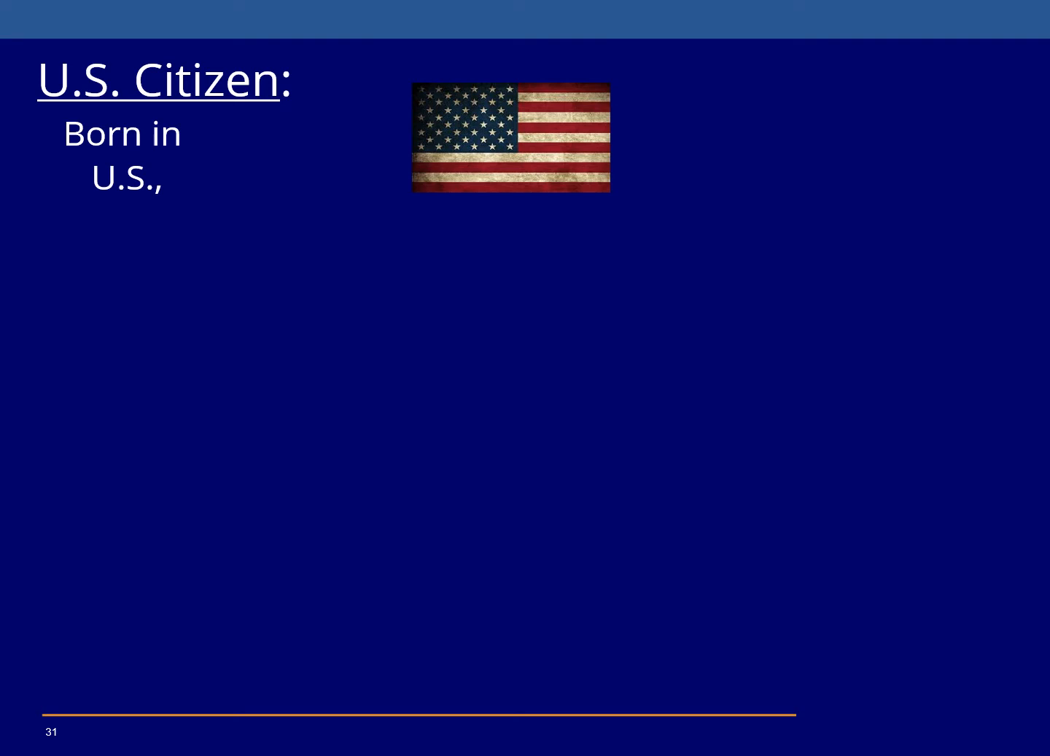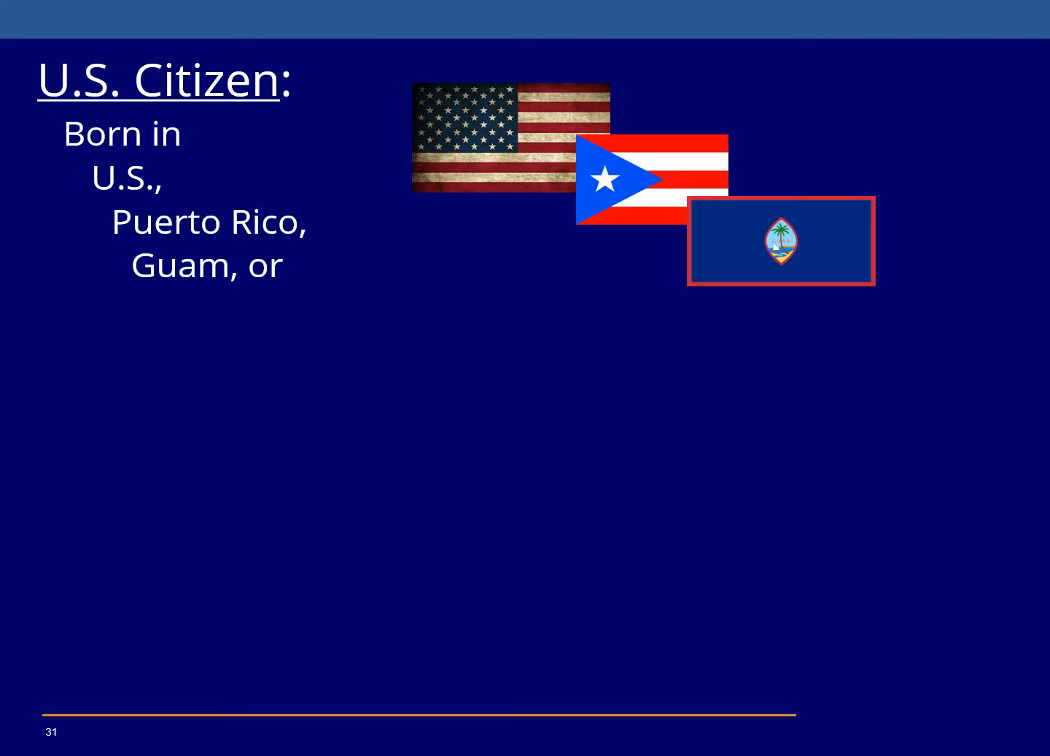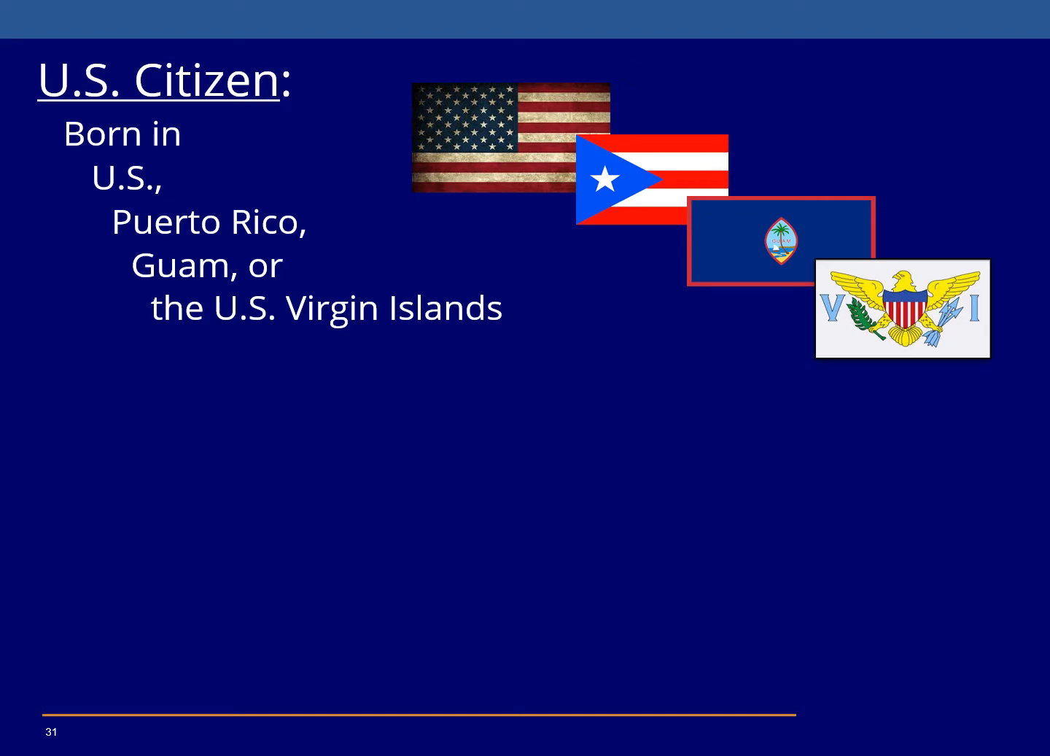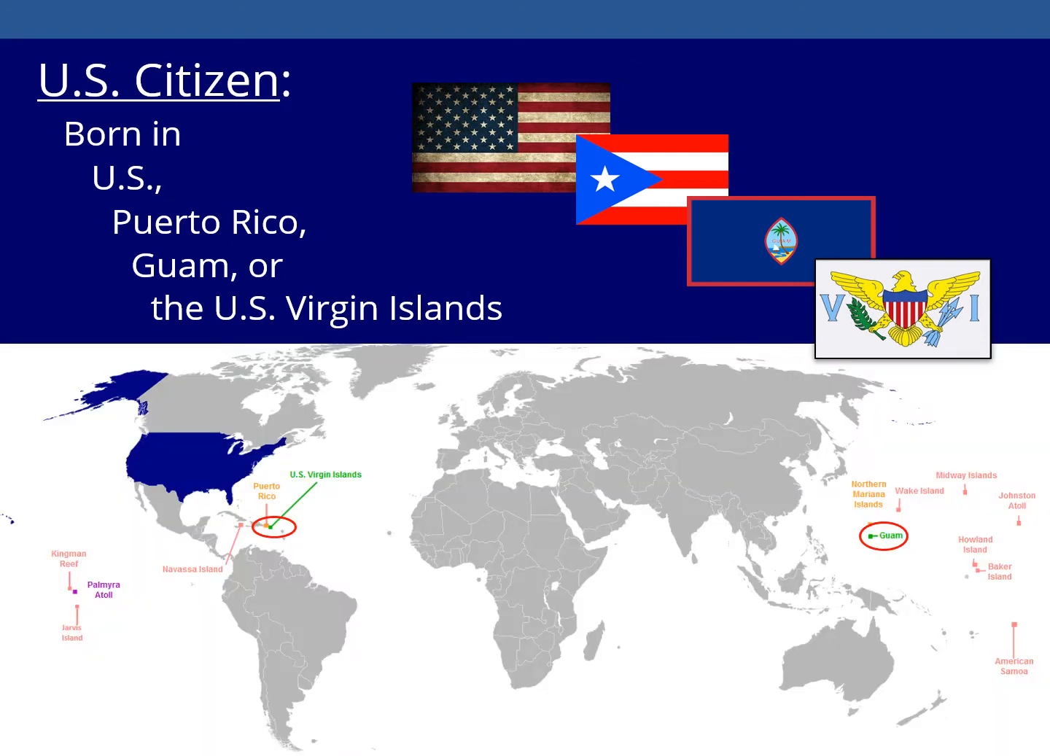So let's talk about what these terms mean. A person is a U.S. citizen if they were born in the U.S., Puerto Rico, Guam, or the Virgin Islands. Now, I don't know about you, but I sure don't remember my high school geography lessons, and I wanted to know where Guam and the Virgin Islands are, so I looked them up. And as you can see, Guam is over by Indonesia, and the U.S. Virgin Islands are near Puerto Rico.